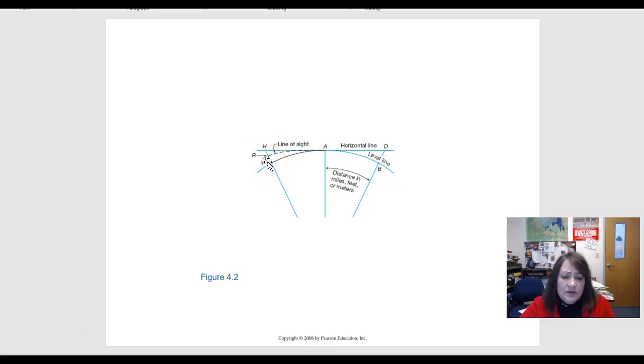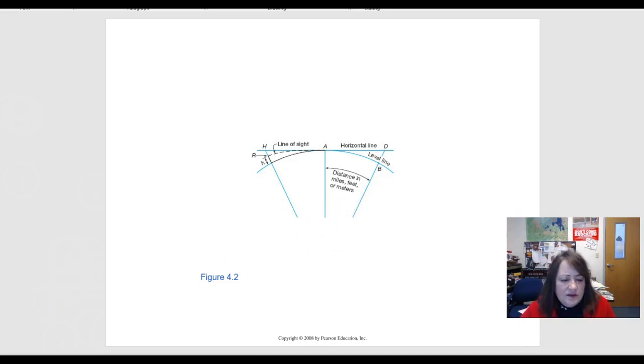Now, both of these are based on the distance between the level and the rod. If you balance your backsight and your foresight, as in a differential level like we will be doing in lab number 5, then you don't have to take this into account. But if you have a short foresight and a long backsight, you need to take the correction into account in order to get accurate elevation changes.